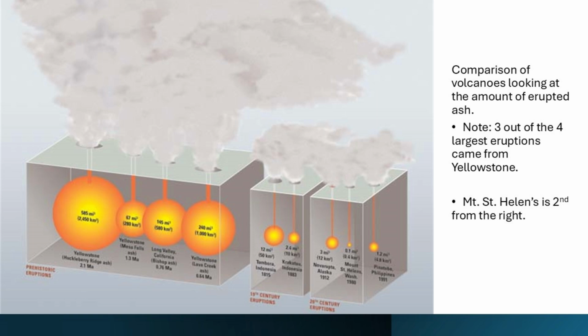Now, on the left-hand side, all of those really large eruptions happened prior to the advent of humans. So 3 out of the 4 are from Yellowstone. And then the fourth one is from the Long Valley caldera in California. And all of them are more than 600,000 years old. As a matter of fact, the most recent one was from Yellowstone, 630,000 years ago. And the oldest one and the largest one that you see all the way on the left side was from 2.1 million years ago, and that was also at Yellowstone.